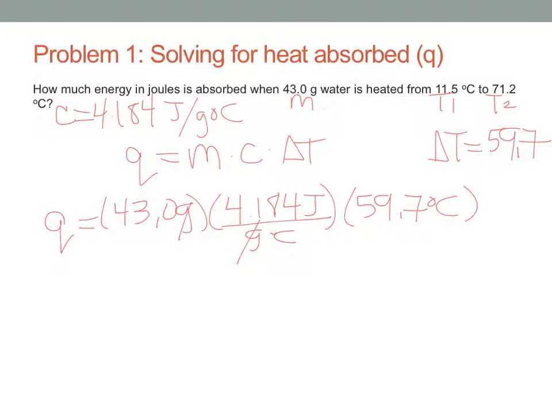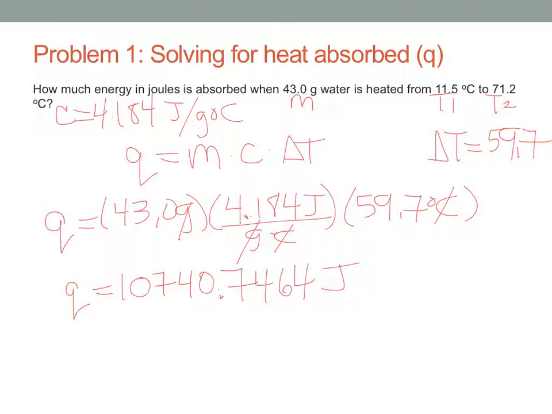Grams divided by grams cancels. Degree C divided by degree C cancels. So now all we have to do is go in and multiply. So Q ends up equaling 10,740.7464 joules.